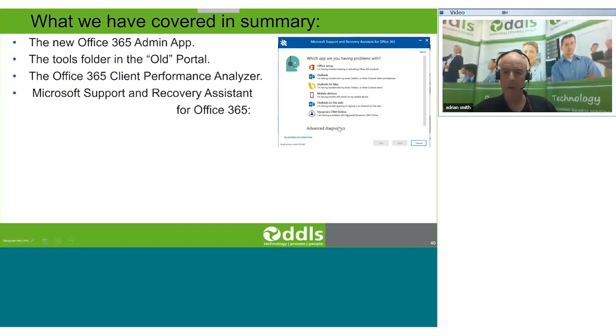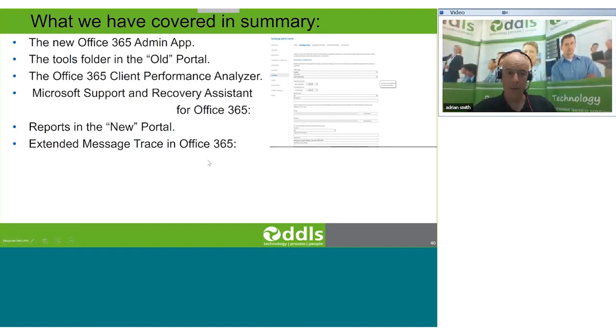There are a few little useful reports in the new portal as well, so there's not the tools folder, but there is the reports option. We could do an extended trace, so we get more detail, but also we can then export it off as a CSV file, so we can access it, analyze it outside of Office 365. Tons of information with PowerShell, of course, what we can actually do.